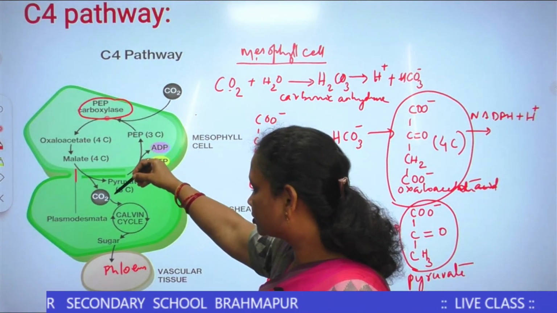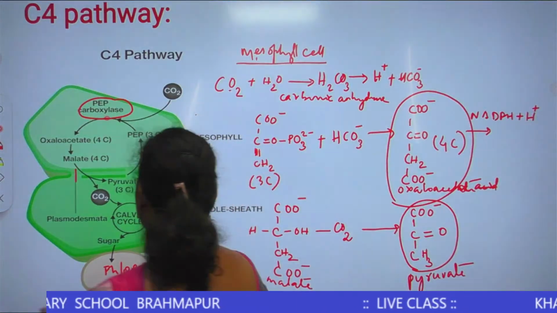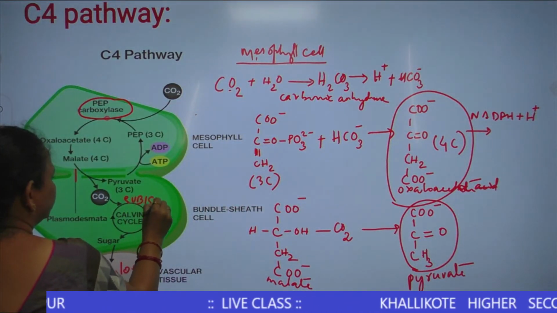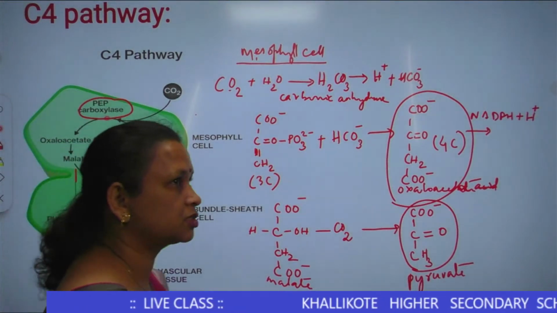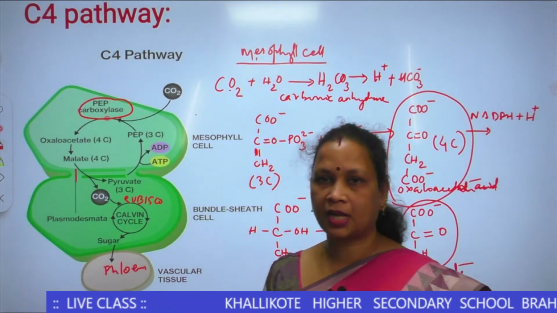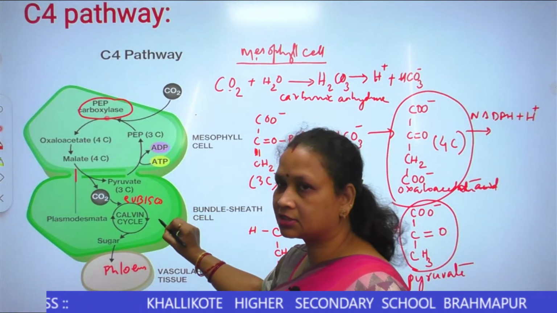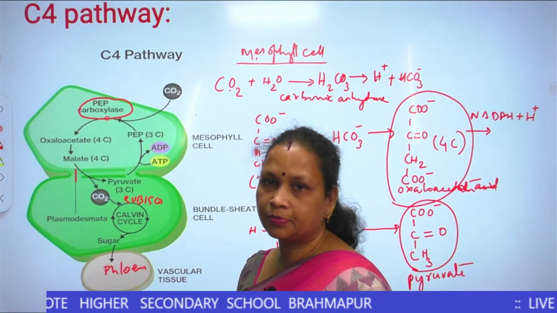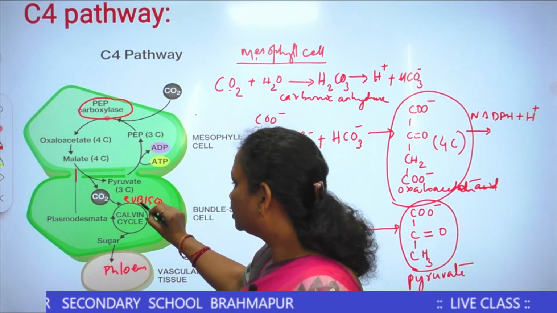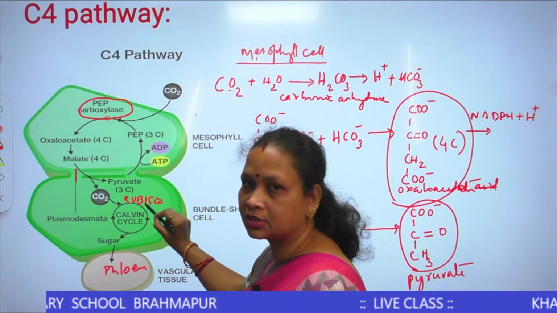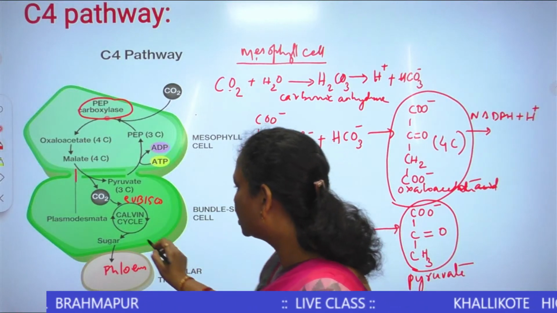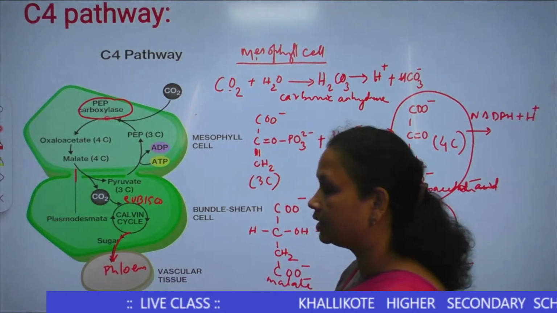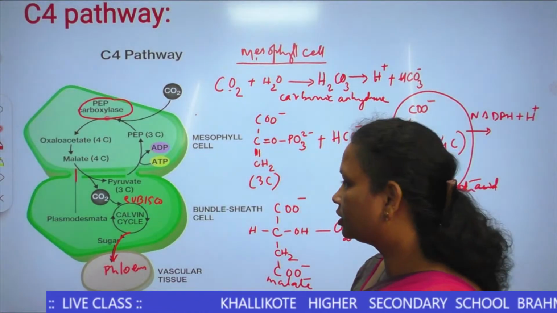This carbon dioxide is accepted by your Calvin cycle enzyme, that is Rubisco. So rubisco is present in the chloroplast of the bundle sheath cell. So this carbon dioxide is immediately accepted by rubisco and the cycle of the C3 process or Calvin cycle continues. Glucose or sugar is produced, which is translocated into the phloem for transport.